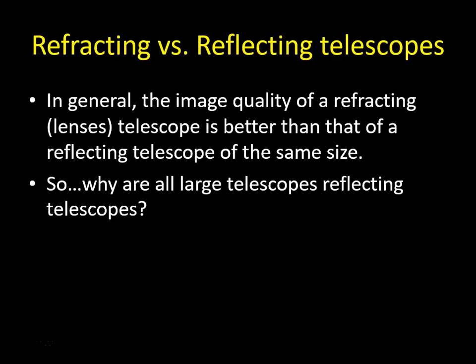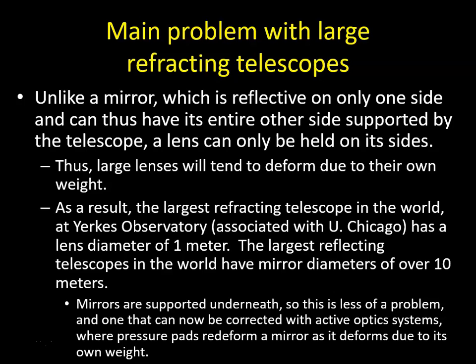Although I would say that the 40-something inch Fan Mountain reflector, which is their main instrument, made the same thing look actually better than either of them. But still, same size, your refracting telescope is probably going to be a little bit better. So why are all the large telescopes in the world reflecting telescopes?